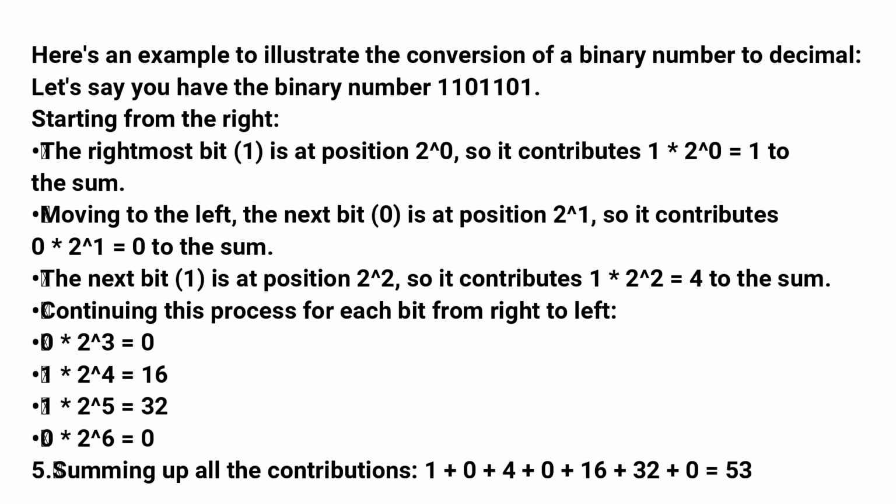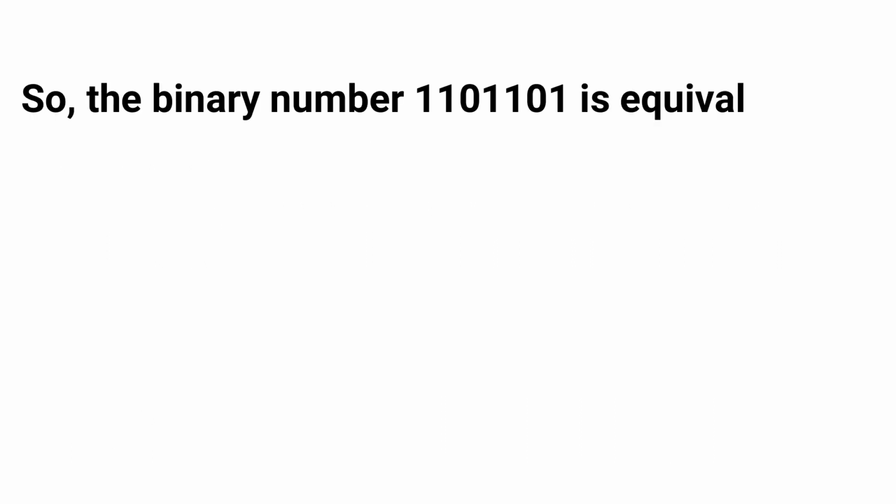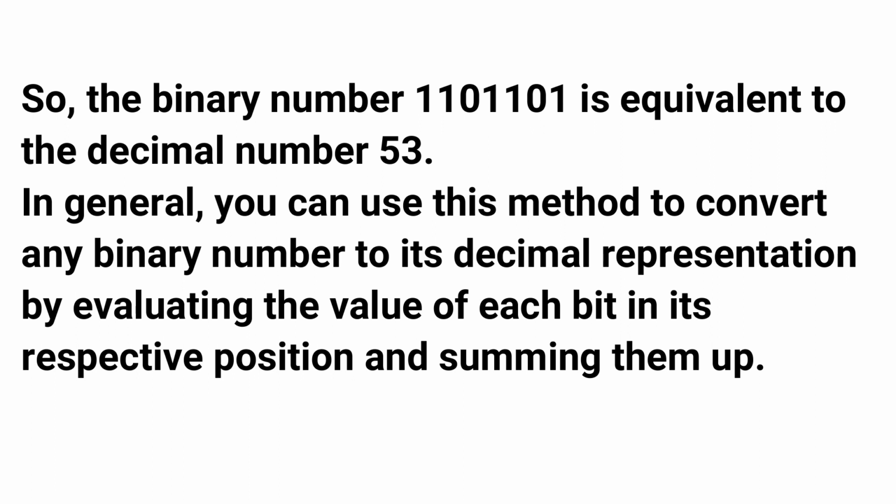0 * 2^3 = 0. 1 * 2^4 = 16. 1 * 2^5 = 32. 0 * 2^6 = 0. 5. Summing up all the contributions, 1 plus 0 plus 4 plus 0 plus 16 plus 32 plus 0 equals 53. So, the binary number 110101 is equivalent to the decimal number 53.